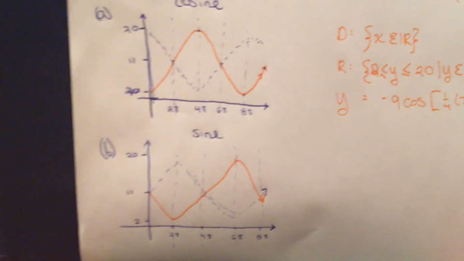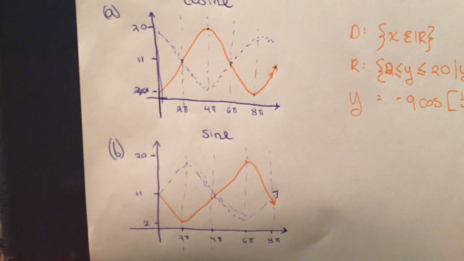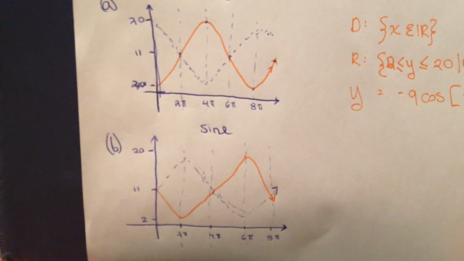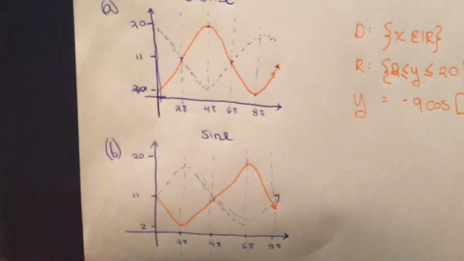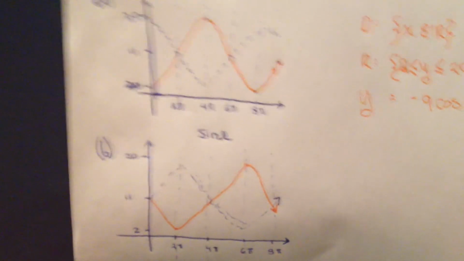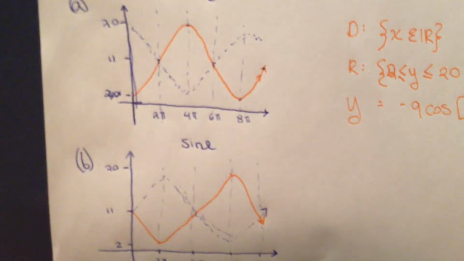Now we can see a very good comparison between the two graphs. The only real difference between both graphs while looking at them is that they start in different places. Cosine starts at the bottom of the Ferris wheel, and sine starts at the top of the Ferris wheel.